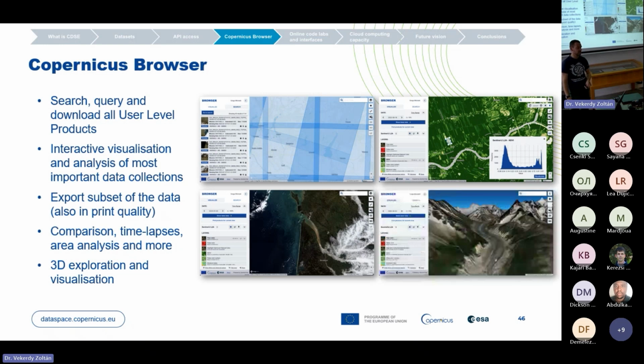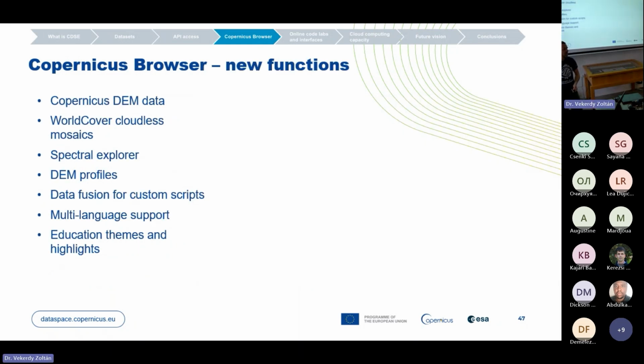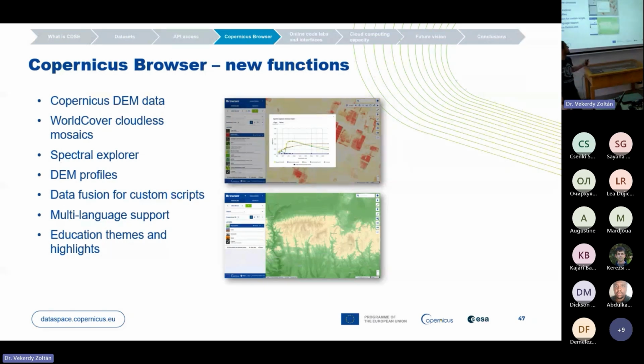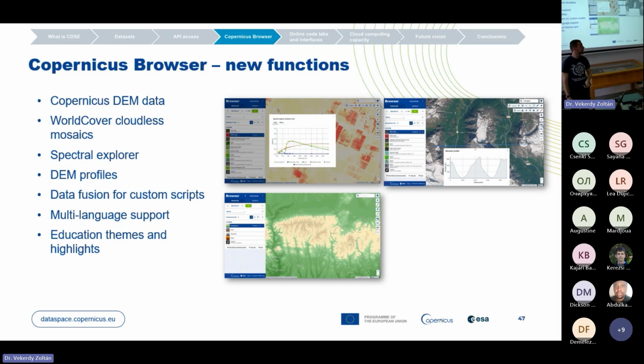And of course, you can create really nice and compelling images, which you can also export and put on your bedroom wall. A couple of new functionalities. It's now integrating Copernicus elevation models, and it also allows you to calculate elevation profiles. We have the spectral explorer, which we're going to look into in really high detail. So for a specific point or a specific area of interest, you can look at the optical spectrum of Sentinel-2 data, and you can compare it to reference spectra to find out what your land cover is.